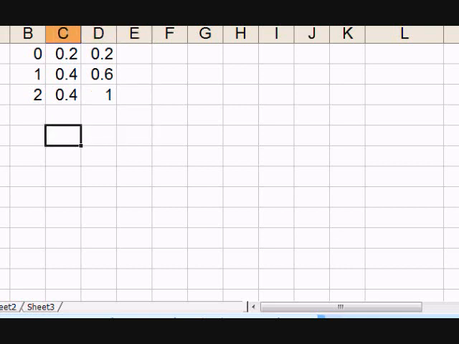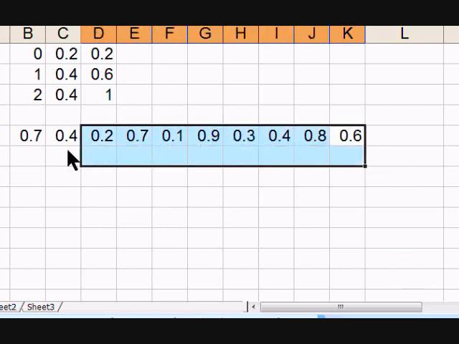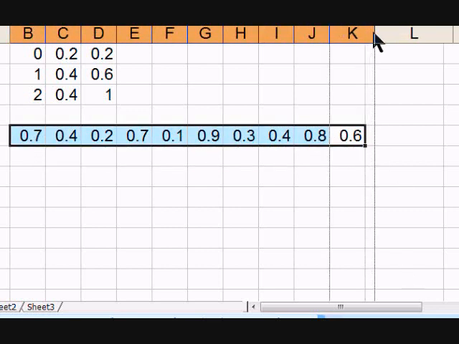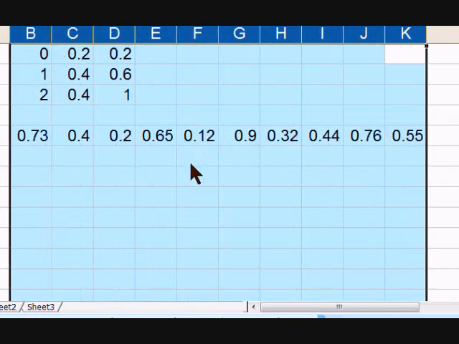Alright, now let's see what happens. We have our random numbers now, and those were 0.73, 0.4, 0.2, 0.65, 0.12, 0.9, 0.32, 0.44, 0.76, and 0.55. I'm going to have to change the rounding on these a little bit so that we can see those values again. Actually, I'm going to make those columns a tad wider so we can see all of those. There we go, that's looking better.